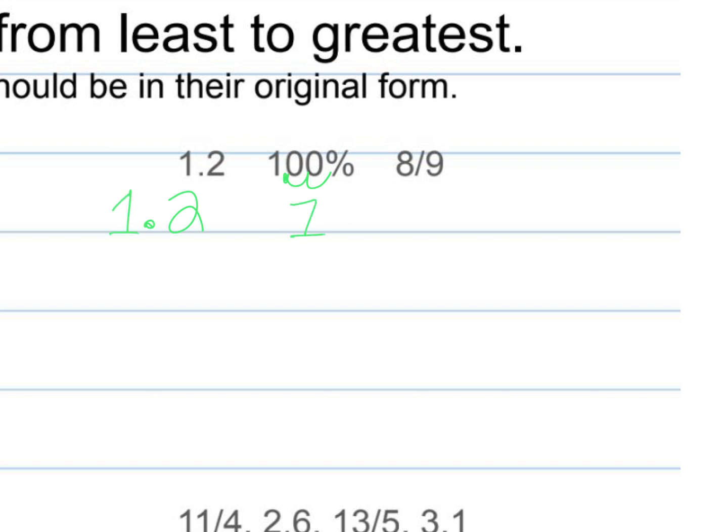So 1 2/10, 1. And then if I put into my calculator 8/9, I get 0.8 repeating, but I also know that it's for sure going to be the least amount because it's less than 1. Everything else is 1 or greater. But 8/9 is 0.8 repeating, so that's obviously the least. So then in order from least to greatest would be 8/9, 100%, and 1 2/10.